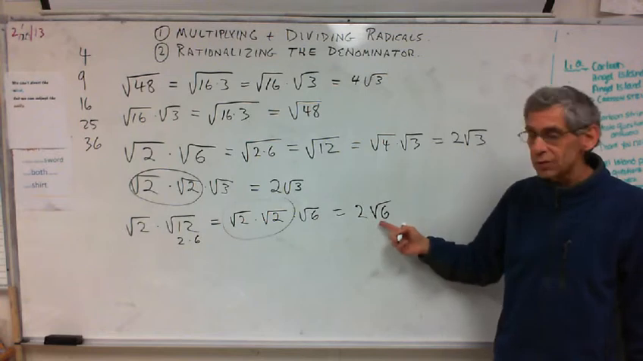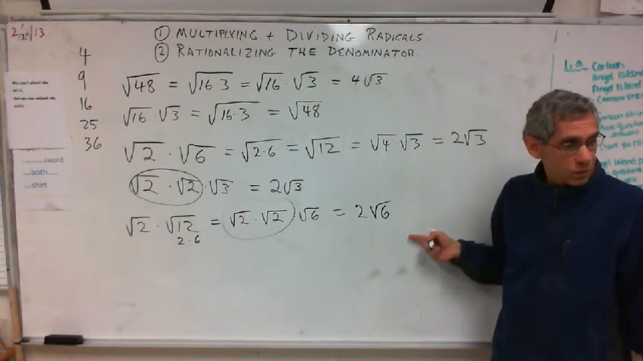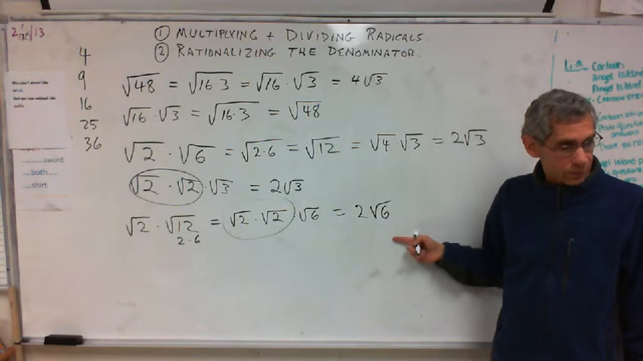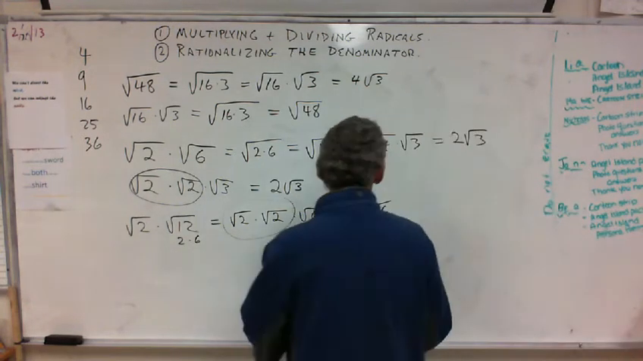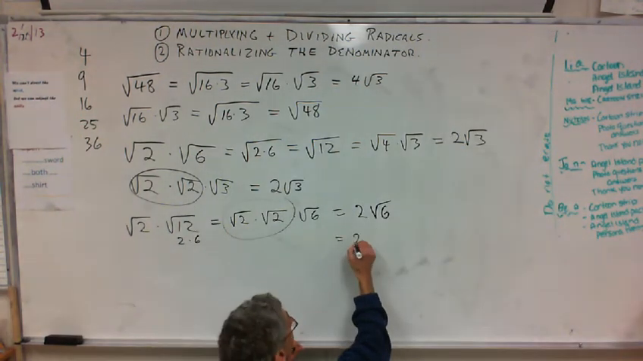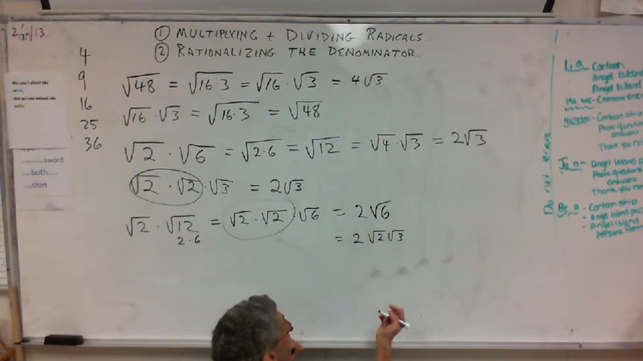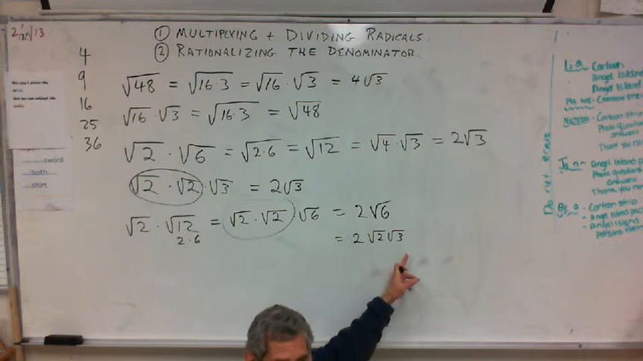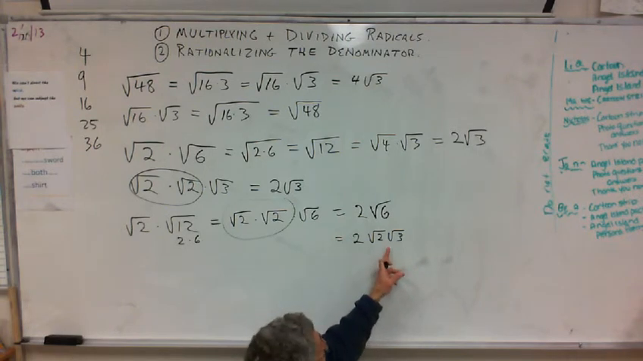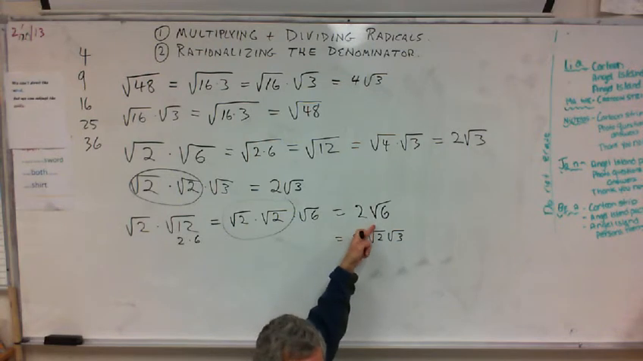I could say 2 times the square root of 3 times the square root of 2, but that's not going to help me. I want the 2 times 3 back into the 6. You see what I'm saying? I'm not suggesting you do this, but you could say that could be 2 times the square root of 2 times the square root of 3. But those aren't perfect squares. I can't simplify those. So which seems simpler to you? This or this? The top one, right?